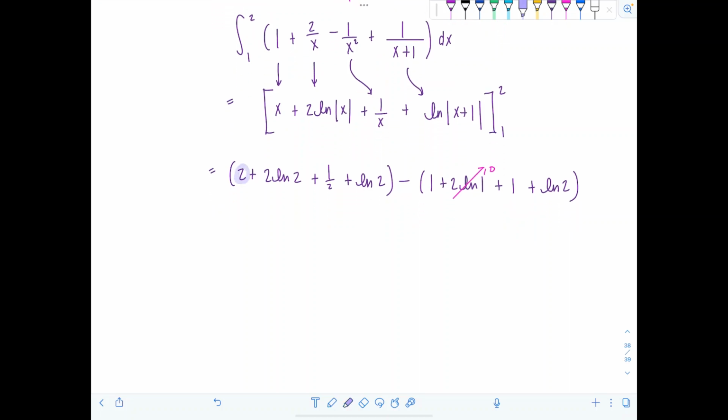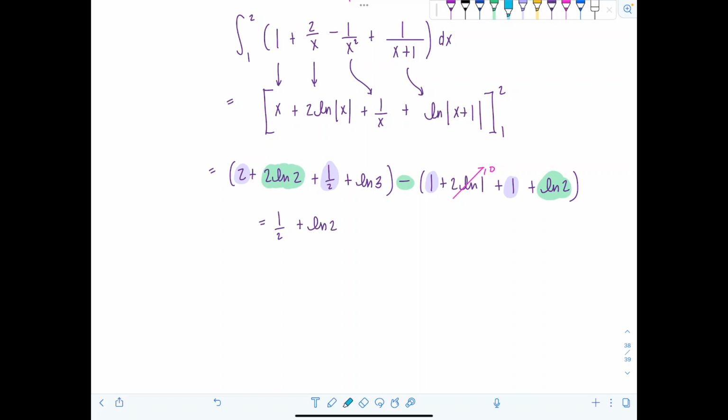What else? Let's clean up our constants. I have 2 plus a half minus 2. So all that's going to leave me with is a half. Did you see that? That was kind of cool. Okay, then we have 2 ln 2 and another ln. Oh, that should be a 3. Temporarily went bonkers. Okay, 2 ln 2, and then this is minus ln 2, so that's just 1 ln 2.